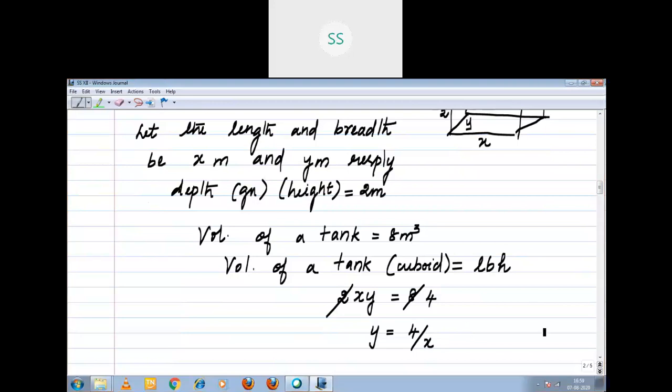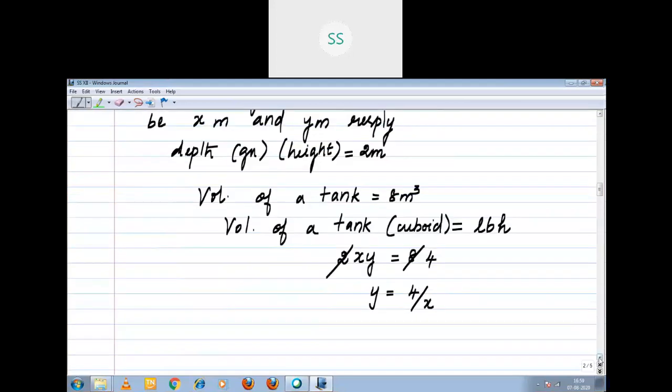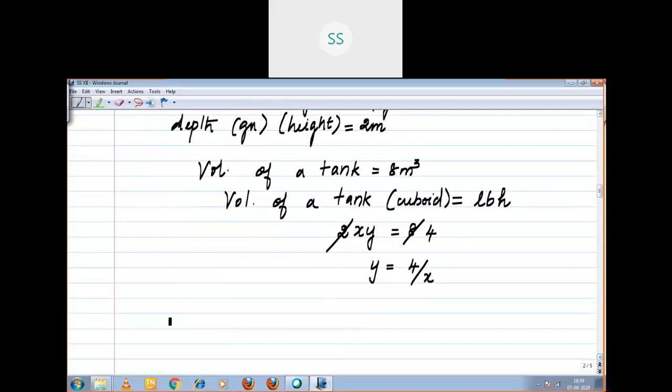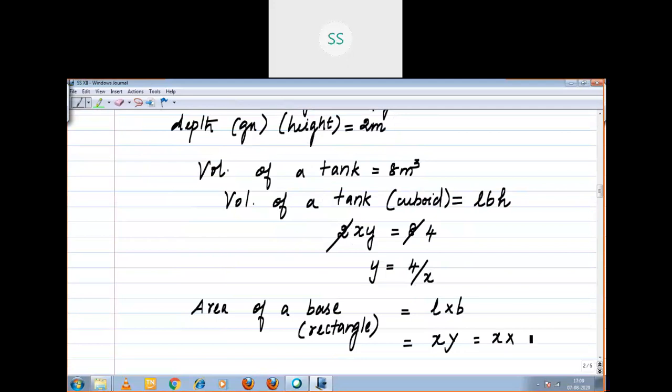Area of the base means what? Length into breadth. Area of the base, it is a rectangle, given in the question as rectangle, right? Which is equal to L into B, that is xy. What is your L? x. What is your y? First you write xy, which is equal to x into 4 by x, which is equal to 4.